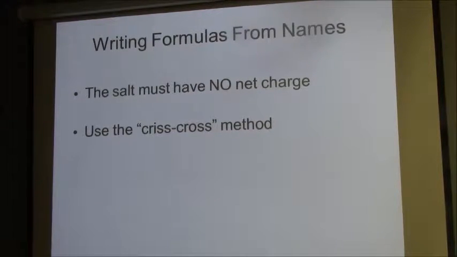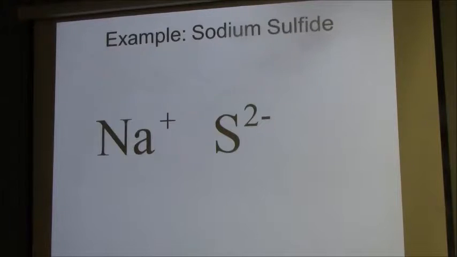When we're going the other way, when I give you the name and I want you to write a formula, we're going to use what's called the crisscross method. So for instance, if I say, what's the formula for sodium sulfide? You look at your periodic table. Sulfur is in group 6. Group 6 atoms all have a -2 charge. Sodium's in group 1. Group 1 atoms all have a +1 charge.